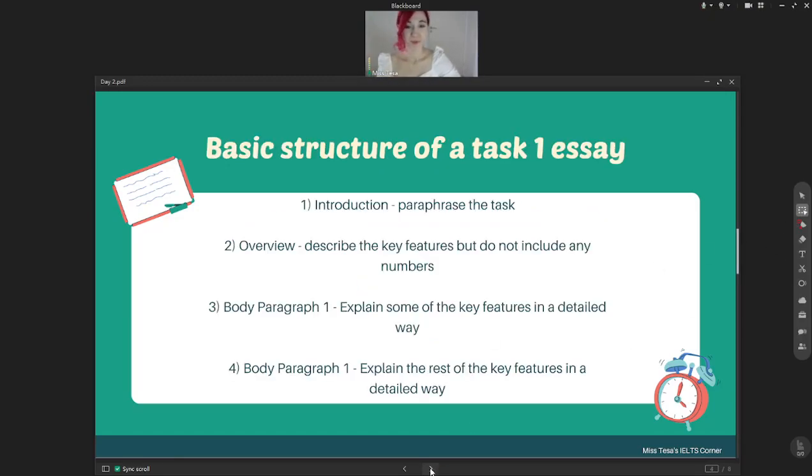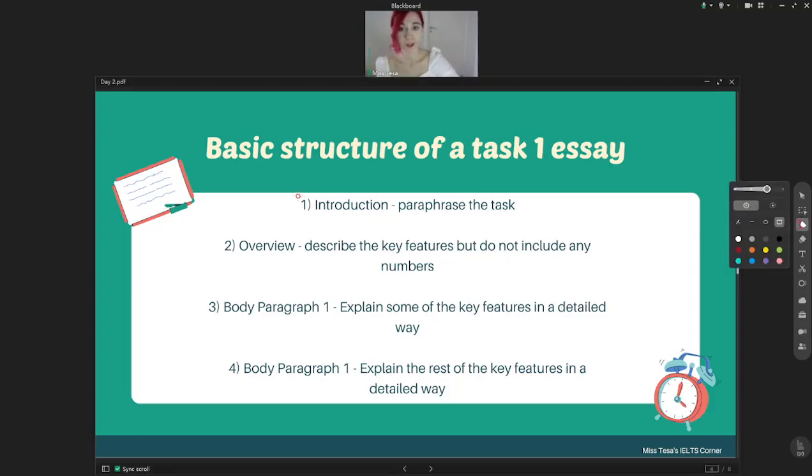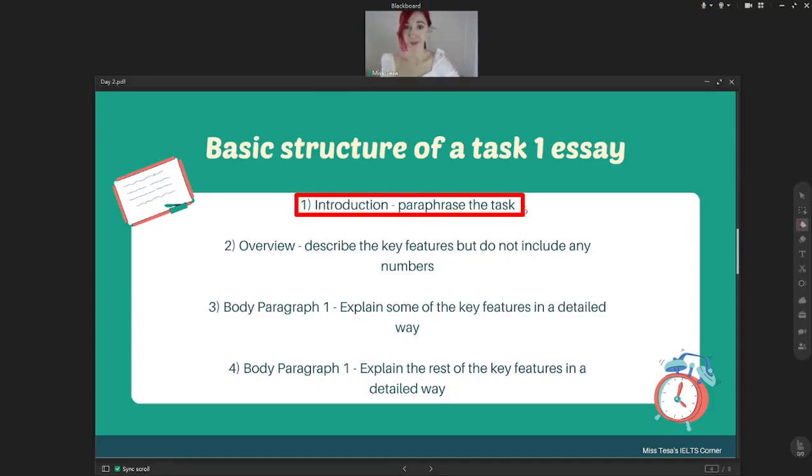So, today I told you that we would talk more about the structure of a task 1 essay. A task 1 essay has 4 parts. The first part is the introduction. In the introduction, this is actually really easy. You just want to paraphrase the task, nothing else. You just want to basically repeat what they told you in a different manner.